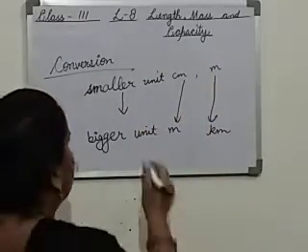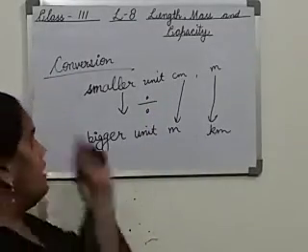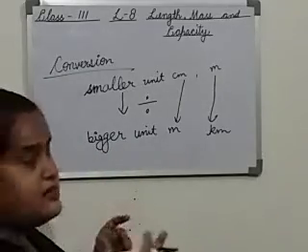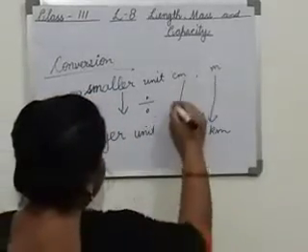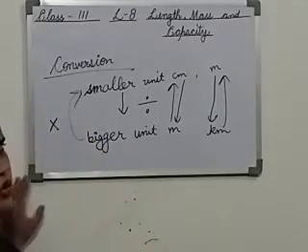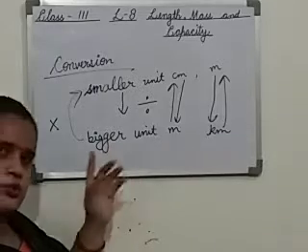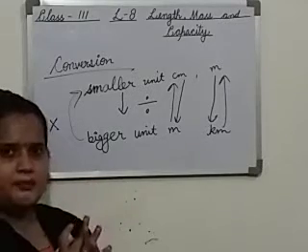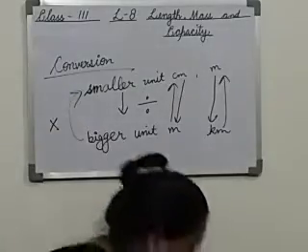So what will we do? We will do division. This thing you have to keep in your mind. Whenever smaller units are to be changed into bigger units, we divide. And vice versa, bigger unit into smaller unit, that means meter to centimeter or kilometer to meter, we multiply. Smaller unit to bigger unit, we divide, and bigger unit to smaller unit, we multiply. This thing is very, very important for you.